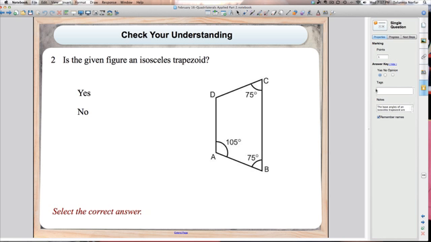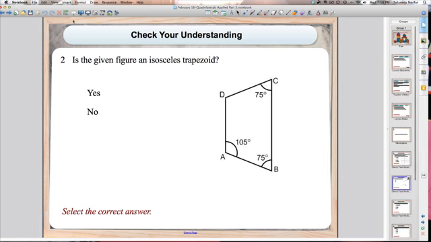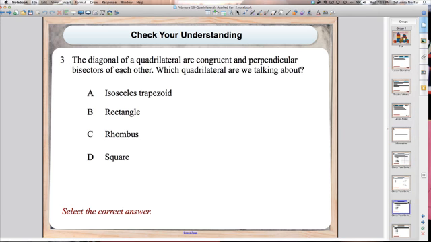Okay, now let's look at that. Yes, the given figure is a trapezoid. Again, we have two opposite sides that are parallel, and actually it's an isosceles trapezoid because the base angles are the same, if we remember our definition. Okay, now let's look at the next question. Again, pause the video until you're done.